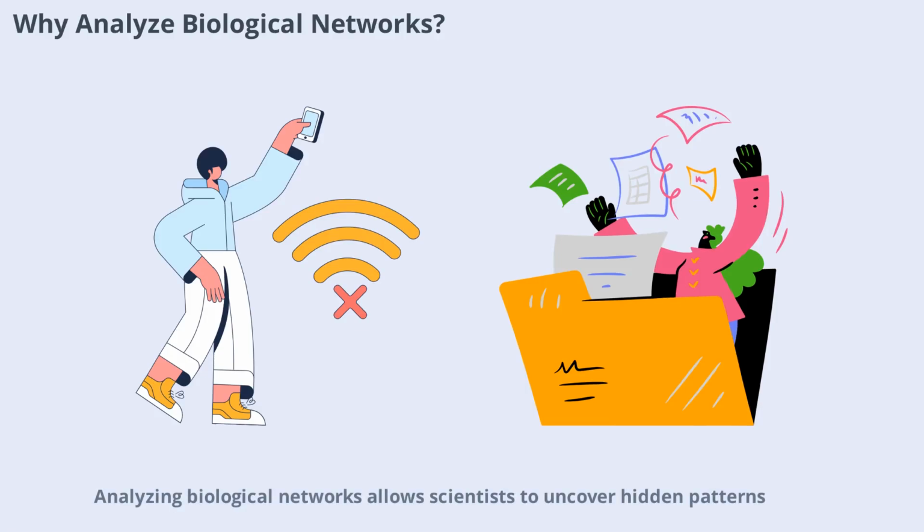Analyzing biological networks allows scientists to uncover hidden patterns and relationships that are not obvious from studying individual components. For instance, network analysis can reveal which genes are central to a disease pathway, or which proteins are most influential in a cellular process. This holistic perspective is essential for systems biology, where the goal is to understand how parts work together to create the behavior of the whole system. By leveraging network analysis, researchers can make discoveries that would be impossible with traditional reductionist approaches.